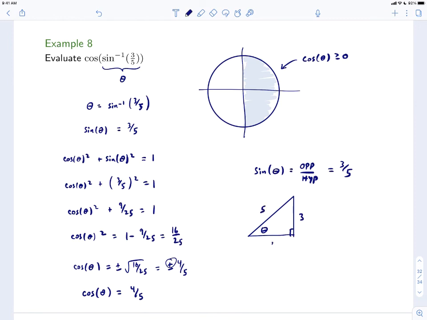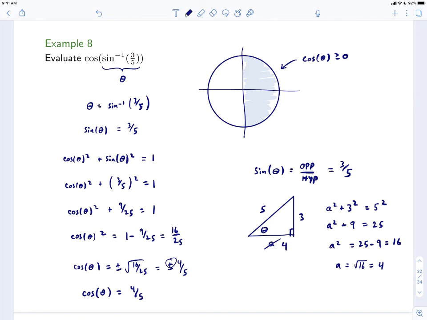So that means that this side is a. Well, we can figure out what that is using the Pythagorean theorem. So a squared plus 3 squared is equal to the hypotenuse squared, 5 squared. So a squared plus 9 is equal to 25. So a squared is equal to 25 minus 9, which is 16. So a is equal to the square root of 16, which is 4. So that means that a is equal to 4.